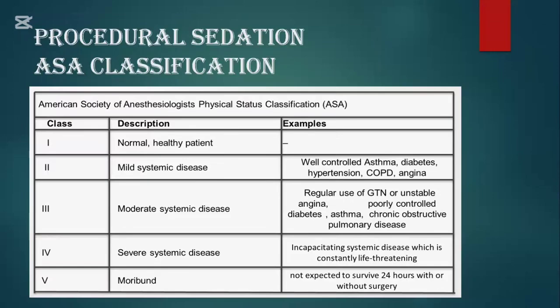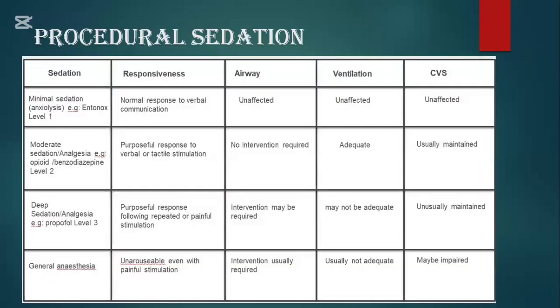And then comes class 5, that is a moribund patient. So prognosis is not expected. Either you do surgery or not, the patient is not going to survive more than 24 to 48 hours. So it is quite a simple classification. We keep on adding one adverse feature: normal, controlled, comorbidities, uncontrolled, severe, threatening to life, and moribund.